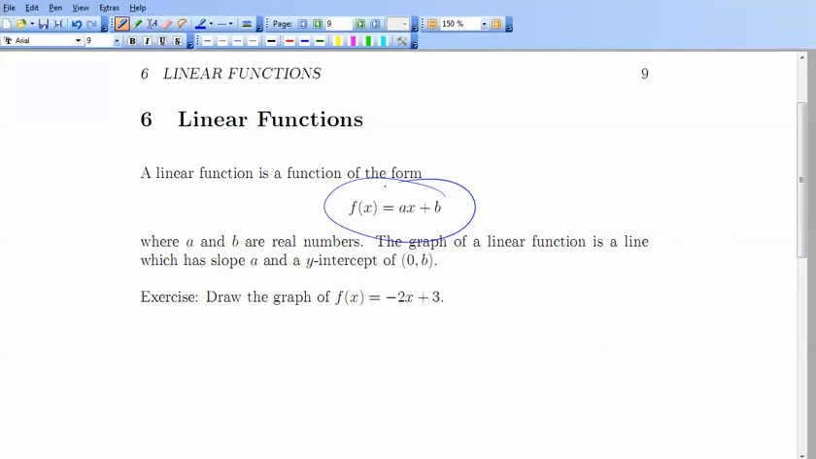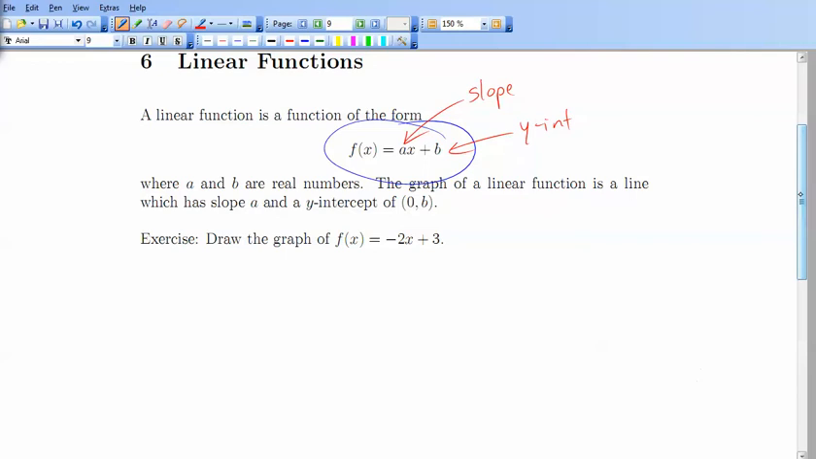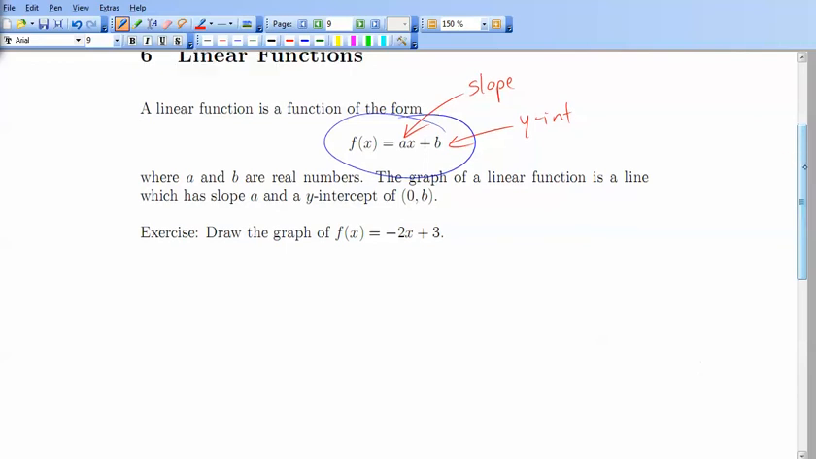And the graph of this function is easy to study. It's going to be a line, a straight line. It's got a slope a, so that's the significance of this a value here, and a y-intercept at (0, b), so that's the significance of the other parameter. So we can very easily draw the graph of any line that we find.